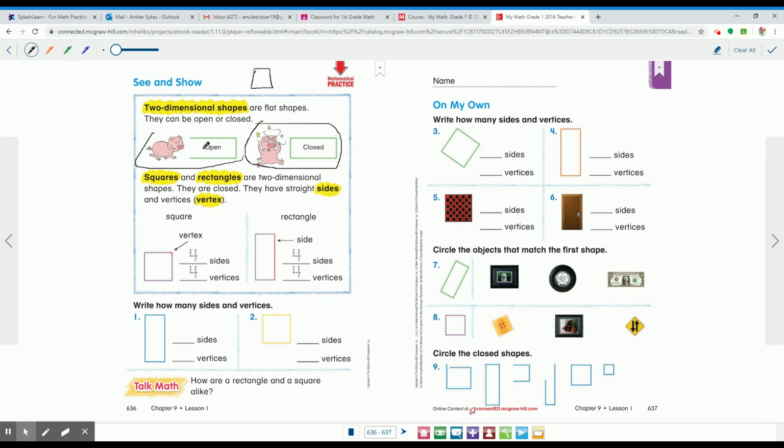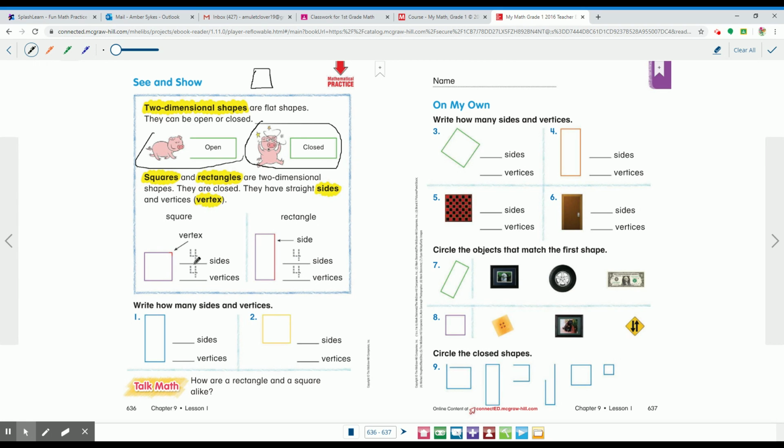Like I said, they can be open or closed. So open, there's a side that's open. Closed, all sides are closed. Squares and rectangles are two-dimensional shapes. They are closed. They have straight sides and vertices or vertexes. So let's go over that.